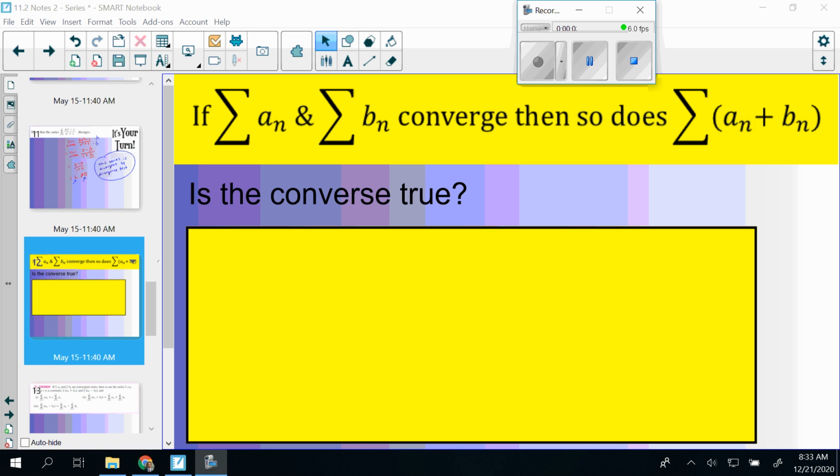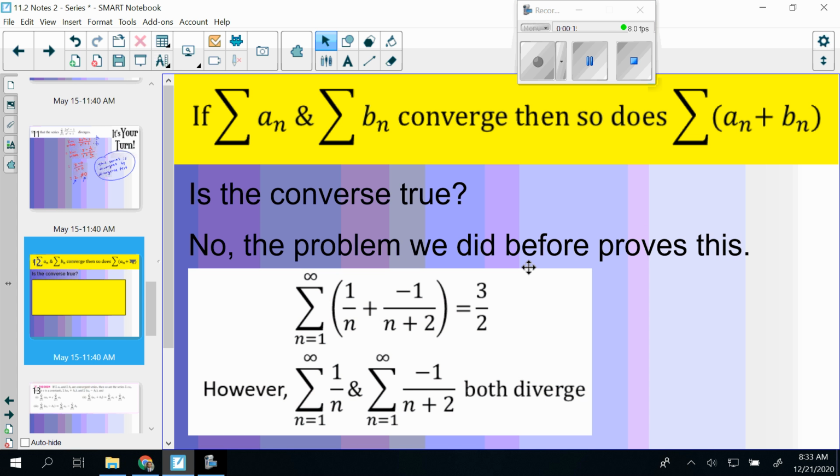All right, so if you have two series that are convergent, then if you add them up, that will also end up being convergent. Is the converse of this true? No, one of the problems we did earlier proves this. Earlier we did that separation one where we ended up getting a sum that equaled 3/2.